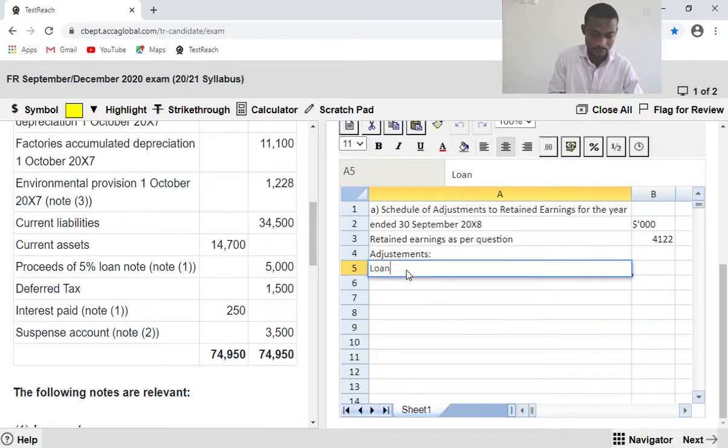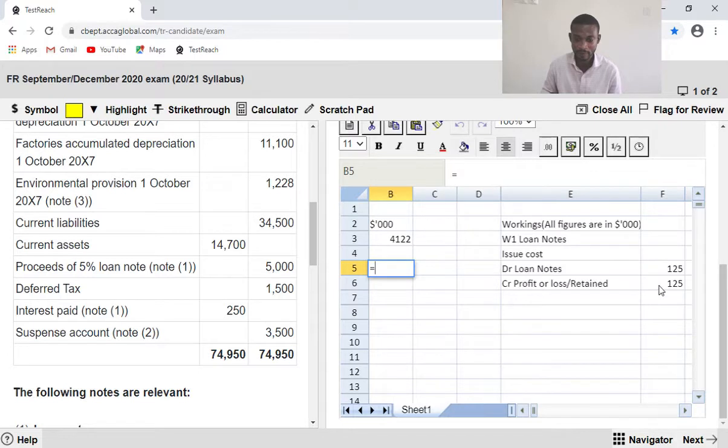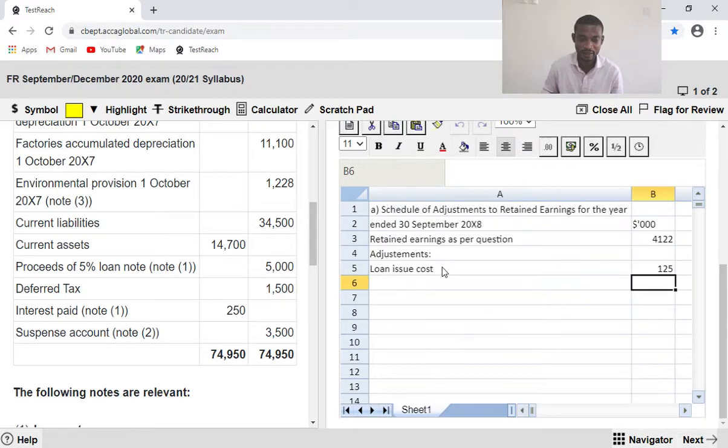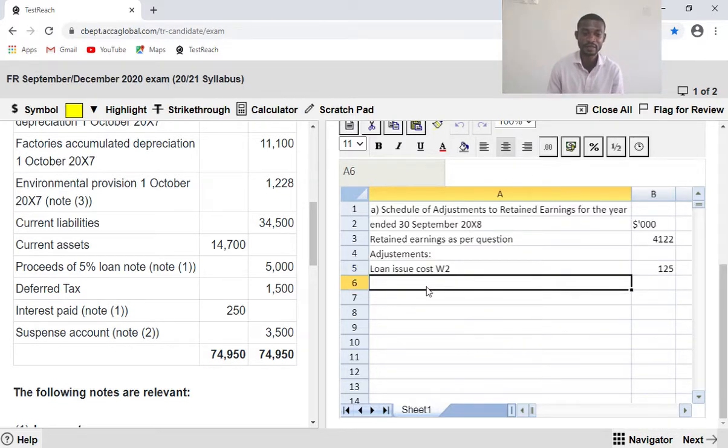Loan issue costs. They were debited. So I'll say equal to, then I'll go to my workings and bring it there. So it means that I've been able to bring it. So the marker, when marking, will know that the loan issue cost here, the adjustment can be found in workings 2. Easy, and you must understand as you progress.